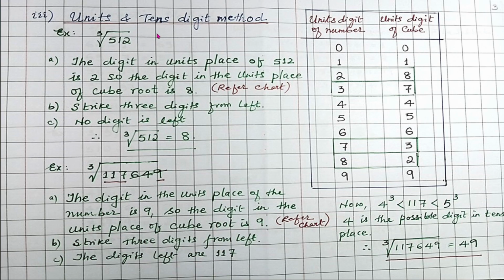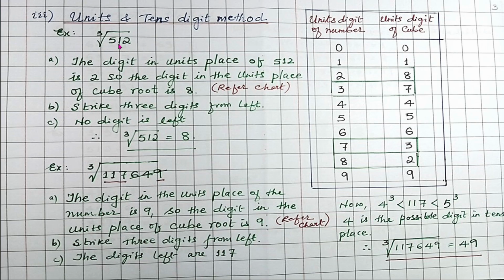Let us understand this with the help of an example here. In 512, first of all, we take a group here, make 512 as one group. Now the digit in the units place is 2 here. If the digit in the units place of the cube is 2, then the digit in the units place of the cube root will be 8, and therefore 8 is the cube root of 512 here, because there are no other groups of 3 digits there.